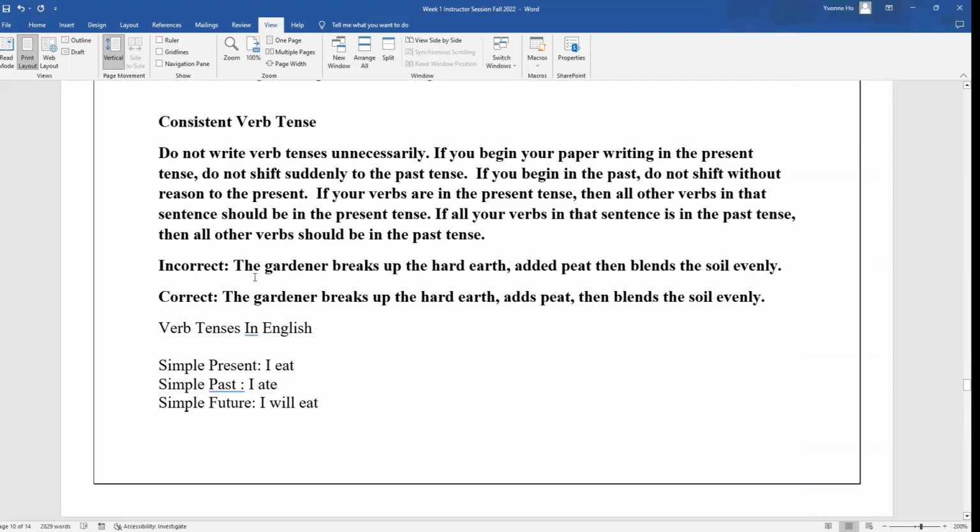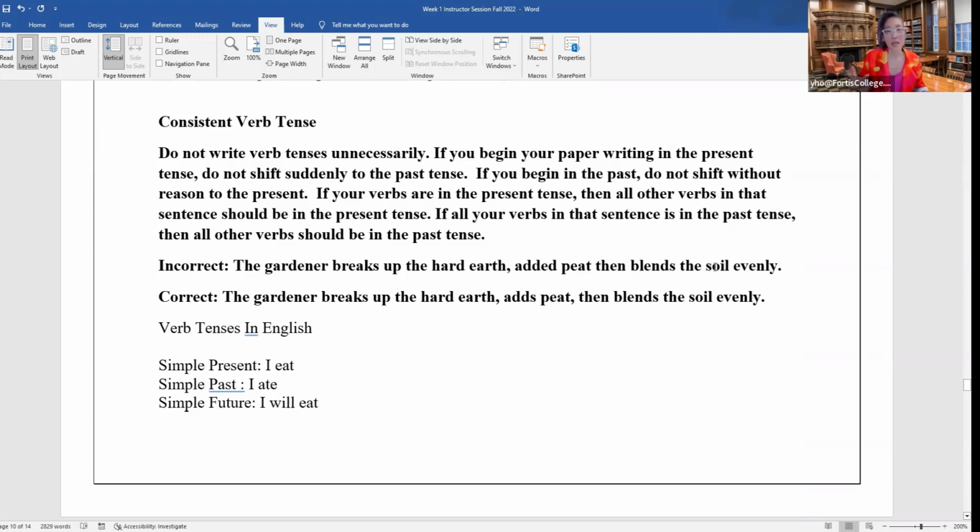So incorrect: The gardener breaks up the hard earth, added peat, then blends the soil evenly. And so here you have present tense, past tense, present tense. That's not correct. You want everything in one tense because it's all happening right now, okay? Unless you have a time traveling machine. So here the correct answer is: the gardener breaks up the earth, simple present. He adds peat, simple present, and he blends the soil, simple present.